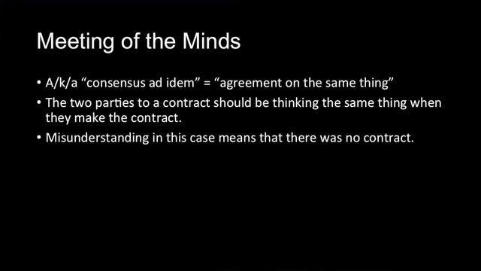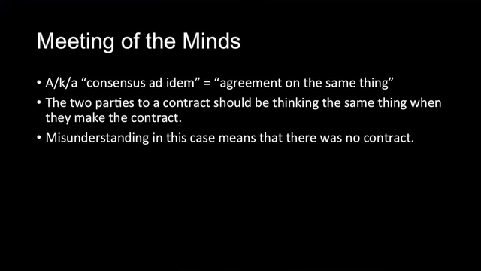In American contract law, this case, and British law generally, call it consensus ad idem, which is Latin for agreement on the same thing. The idea is that in order for two parties to form a contract, they must be thinking the same thing when they make it. Their minds must meet. Otherwise, there hasn't really been an agreement, and so there's nothing for the law to enforce.